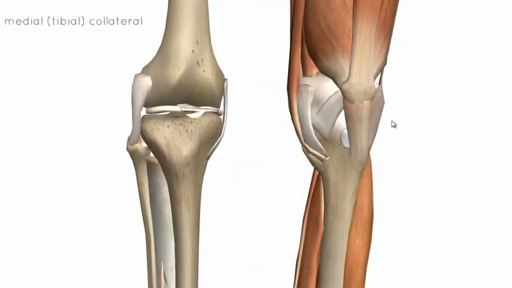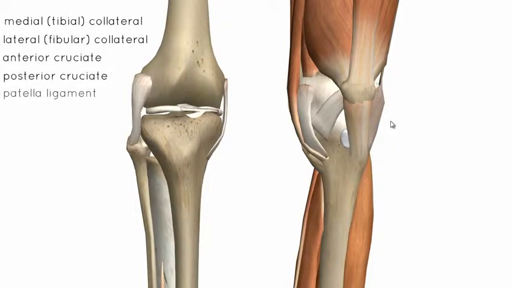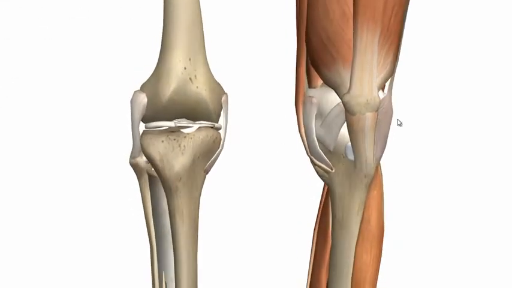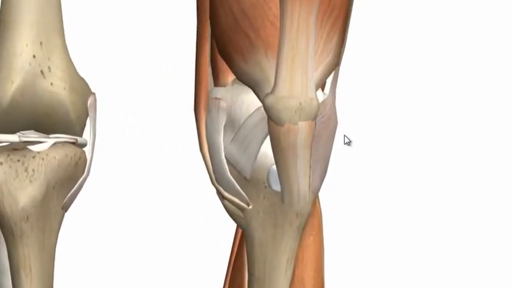So you've got a medial collateral, lateral collateral, anterior cruciate, posterior cruciate, and a patellar ligament that you need to know about. So lastly, I'll just talk a little bit about the joint capsule of the knee. The joint capsule of the knee has a fibrous membrane and a synovial membrane. The fibrous membrane is reinforced by various ligaments.